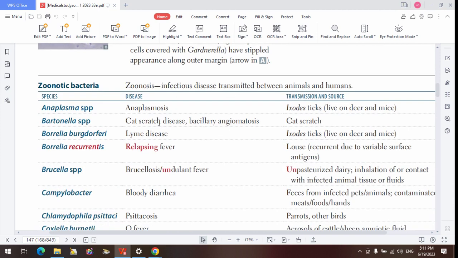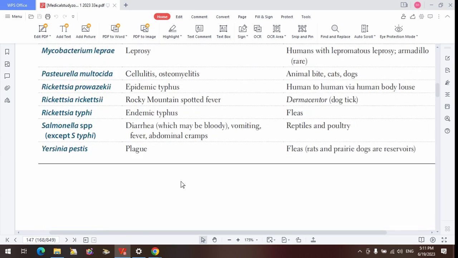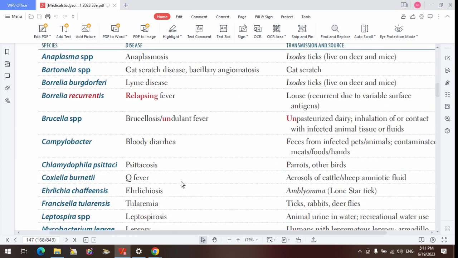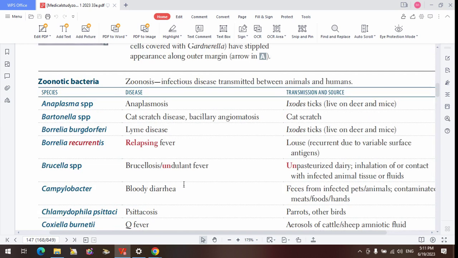So zoonotic bacteria are just infectious diseases that you can transmit between animals and humans. We are just going to focus more on the ones that are high yield because you can know everything actually, but I don't think it's necessary to be stressed. So anaplasma, I think we've talked about anaplasma before.